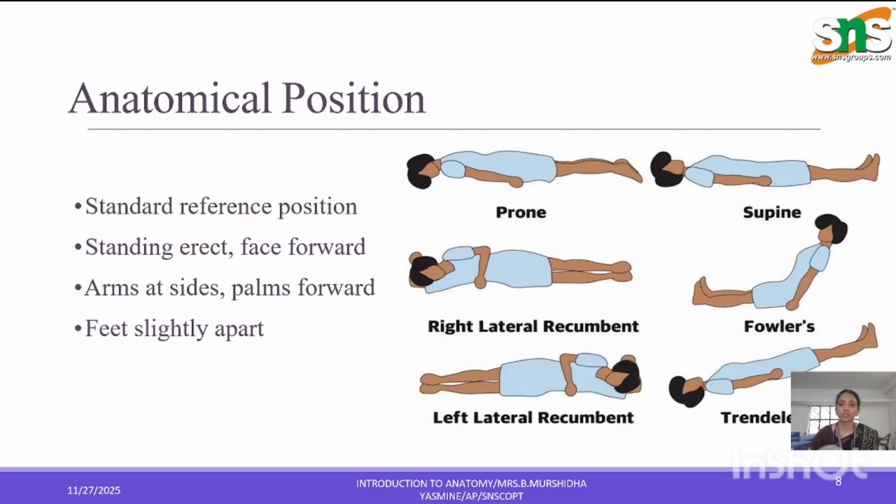This picture shows you clearly the prone position, which involves the face facing downwards and the back part of the thorax facing upward. This is the prone position, lying face down. Supine position is lying in a straight way, so the face faces upward and the abdomen faces upward. The next is the right lateral recumbent, that is right side lying. Next one is the left lateral recumbent, which is left side lying.